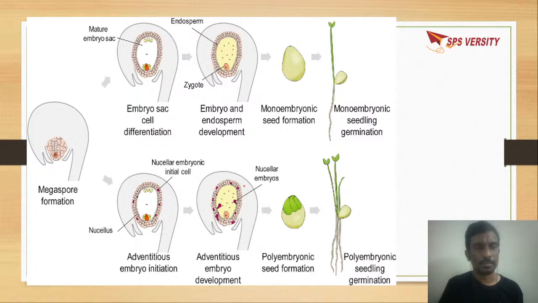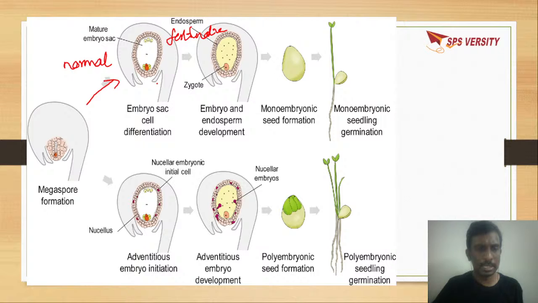So here you can see, in the regular development, one megaspore develops into an embryo sac. Fertilization takes place. Okay, fertilization is over. The zygote is formed, and the primary endosperm cell is formed. Inside the seed, only one embryo is formed, so one embryo gives rise to one plant. This is a normal, conventional development where only one embryo is formed inside one ovule.